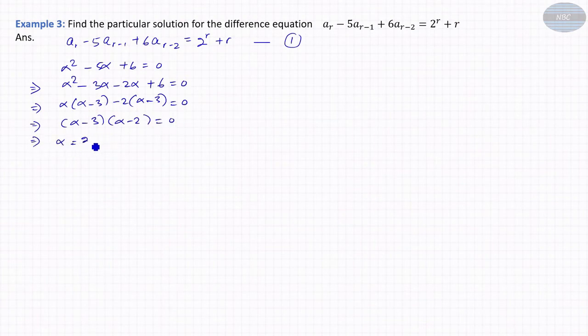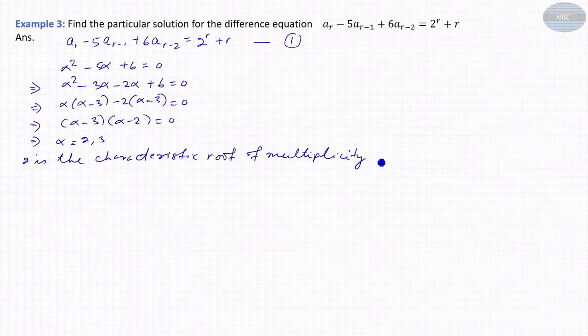So alpha is equal to 2, 3. These are the roots of the characteristic equation, 2 and 3. See, here 2 is the same as beta here. So we can say 2 is a characteristic root of multiplicity 1, because 2 is repeated only once. And there is no use of 3 here.